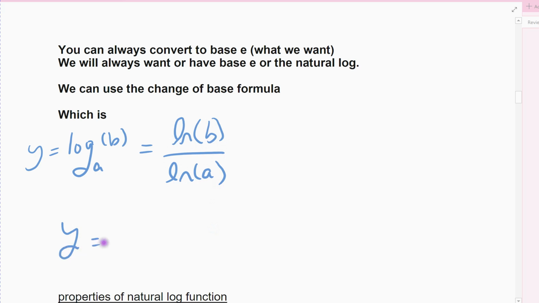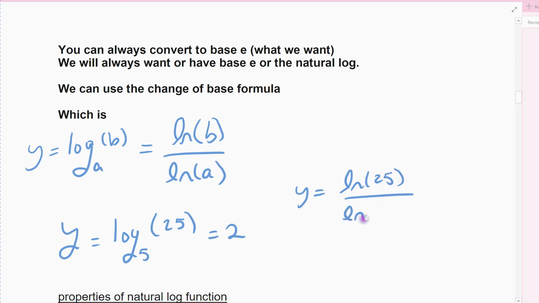So try that out on one we did earlier. Remember, log base 5 of 25, I know that's 2. But use the change of base formula. Take the natural log of 25, type it into your calculator. Take the natural log of 5, type it into your calculator. It should give you 2 as your answer. And so we can always convert to the base e.